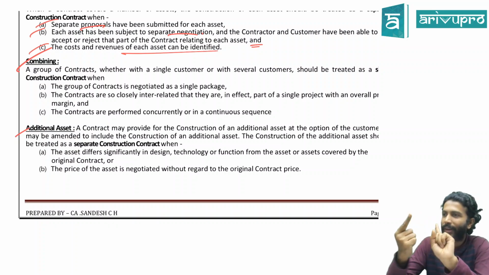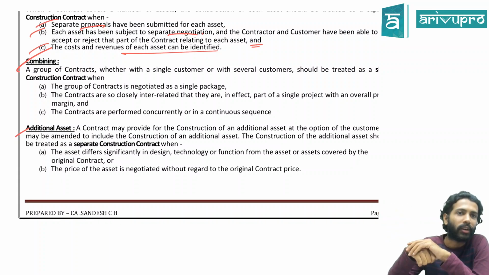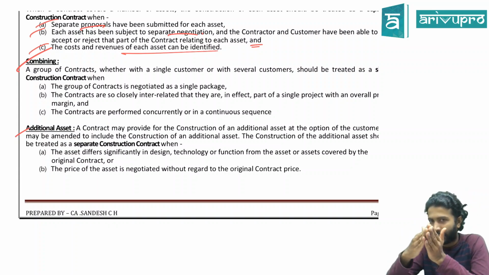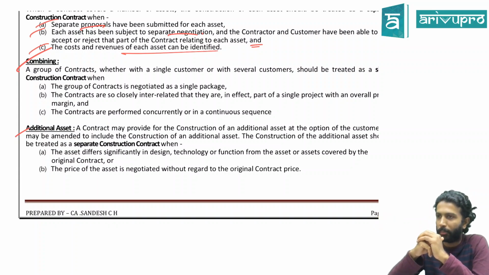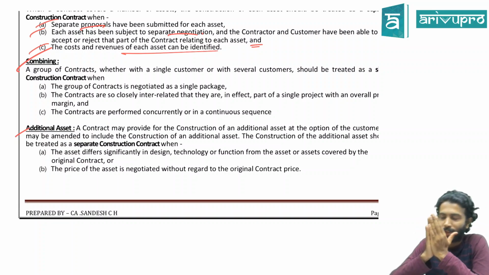Now that 1 kilometer extension, should I treat it as a separate contract or merge it into the old contract itself and treat it as one? Got the scenario? Should I treat it as a separate contract or merge it into the old one? What are your thoughts? It can happen also, right?